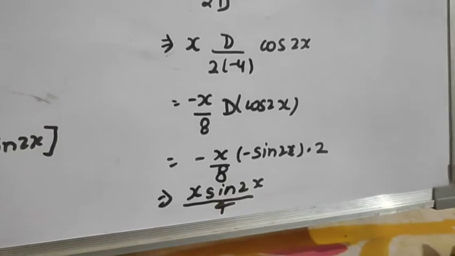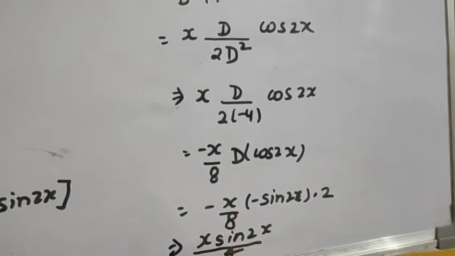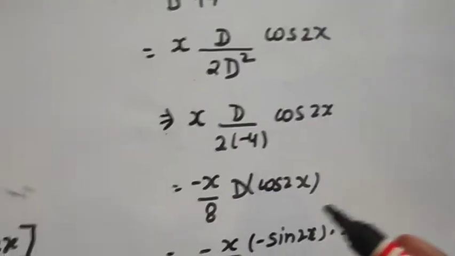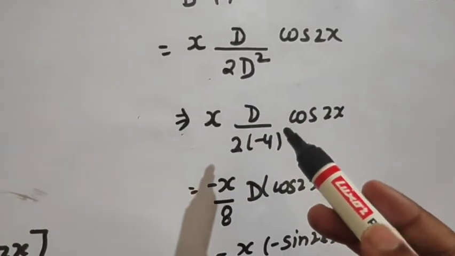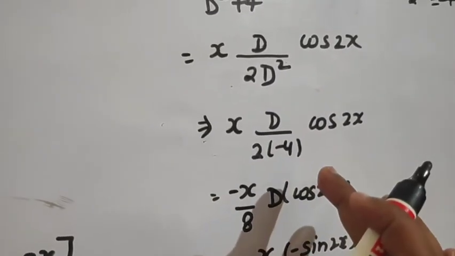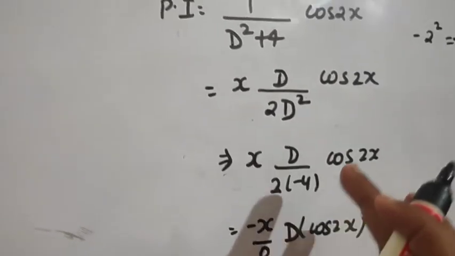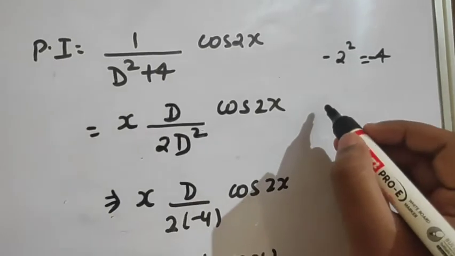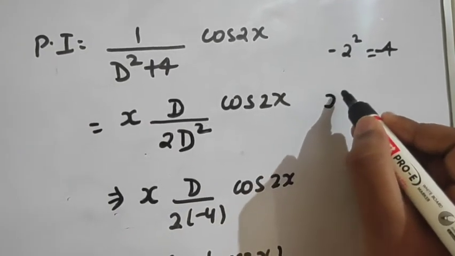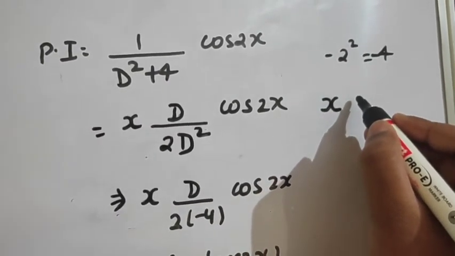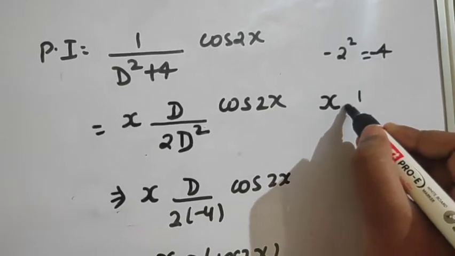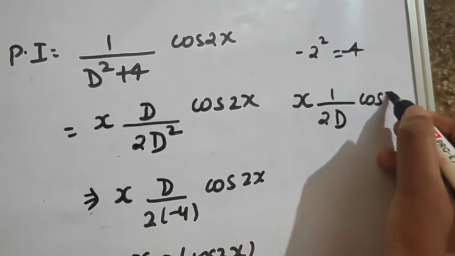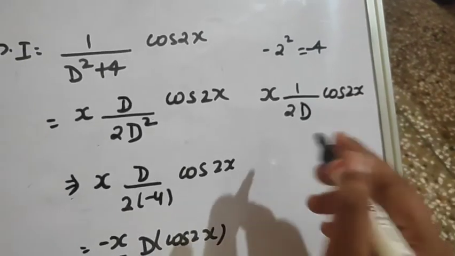So this was one approach. Some of you must be thinking, can I use this thing also? Once you have reached this particular stage, multiplying by x, you were left with 1 upon 2D, I reckon, cos 2x. You were left with this.